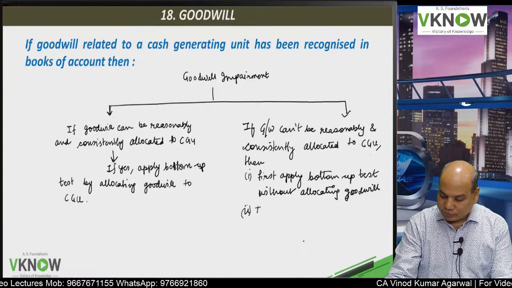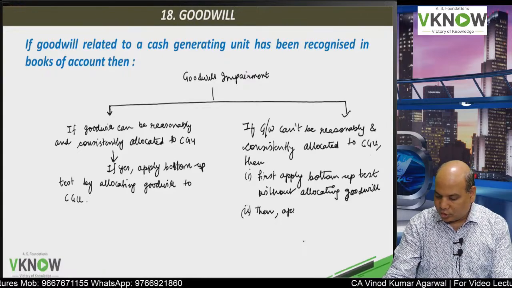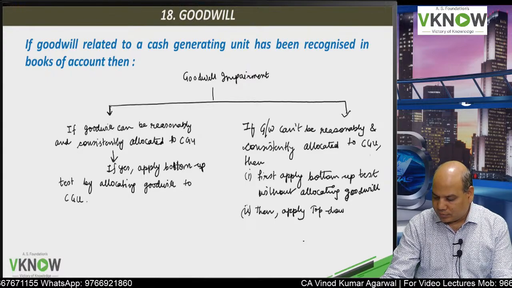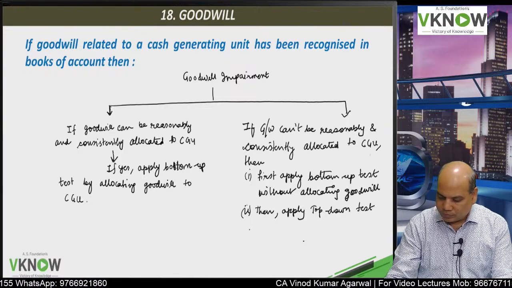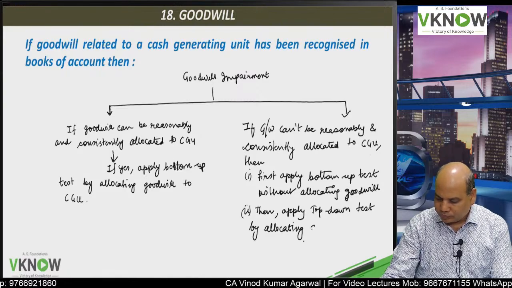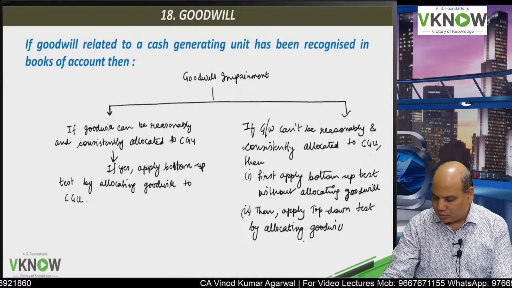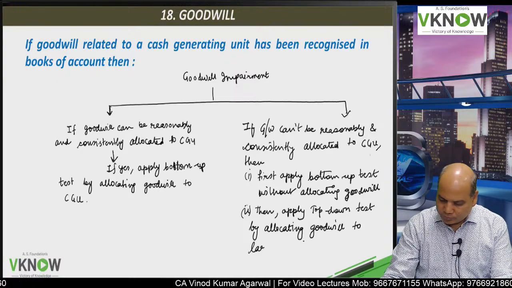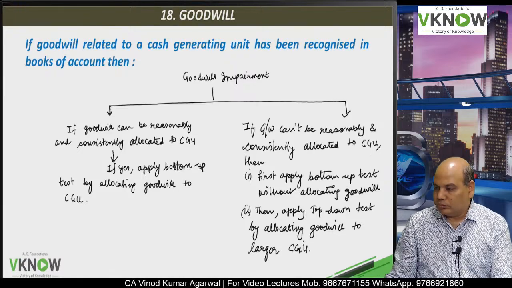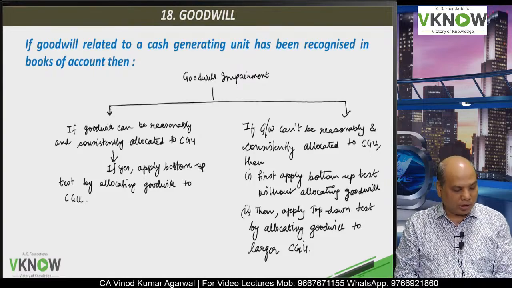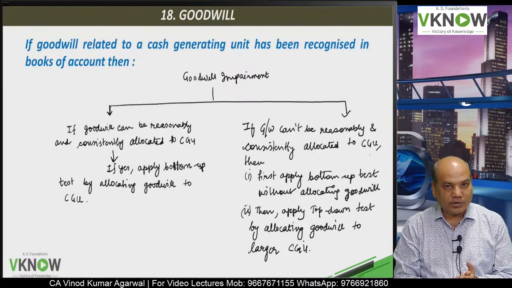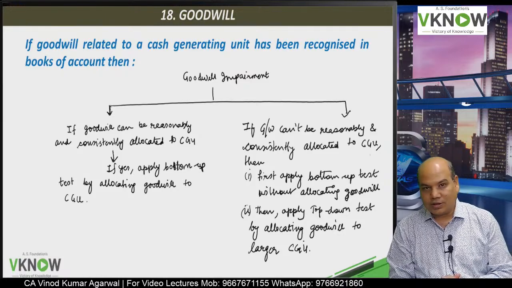And second, then apply top-down test by allocating goodwill to larger CGU. So first you apply bottom-up test if goodwill can be allocated reasonably and consistently.